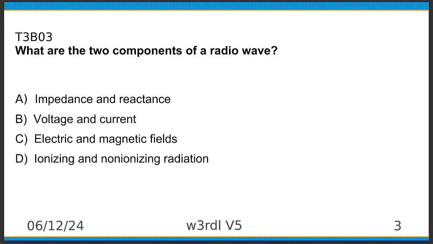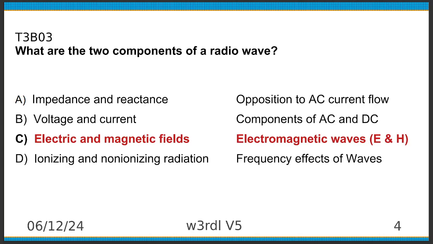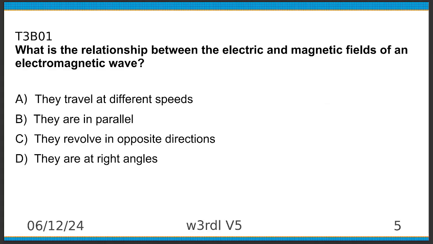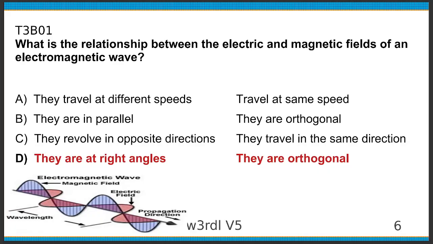What are the two components of a radio wave? Electric and magnetic fields. What is the relationship between the electric and magnetic fields of an electromagnetic wave? Delta, they are at right angles. So we've got Alpha, Bravo, Charlie, and Delta.